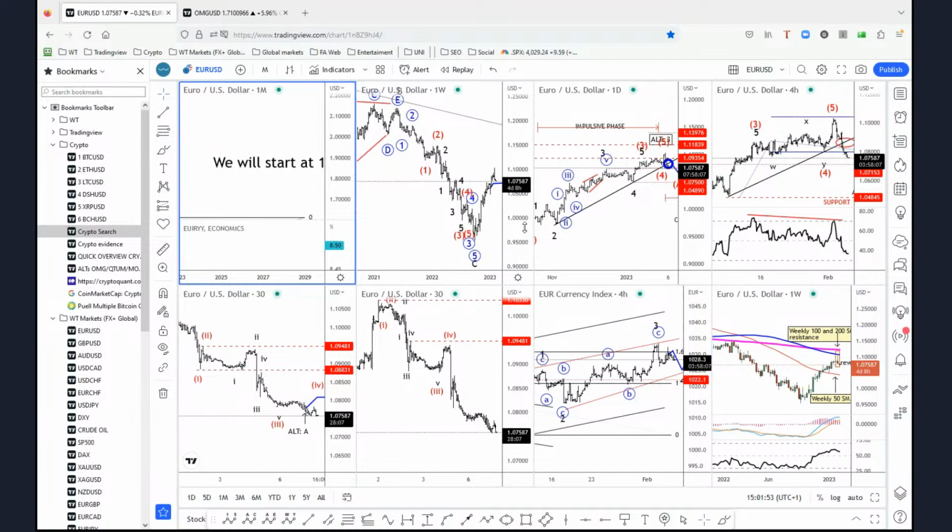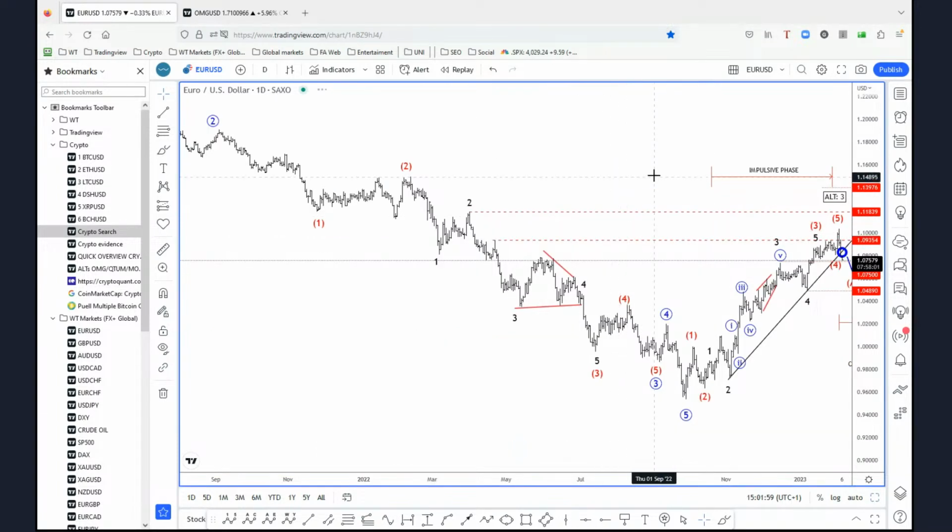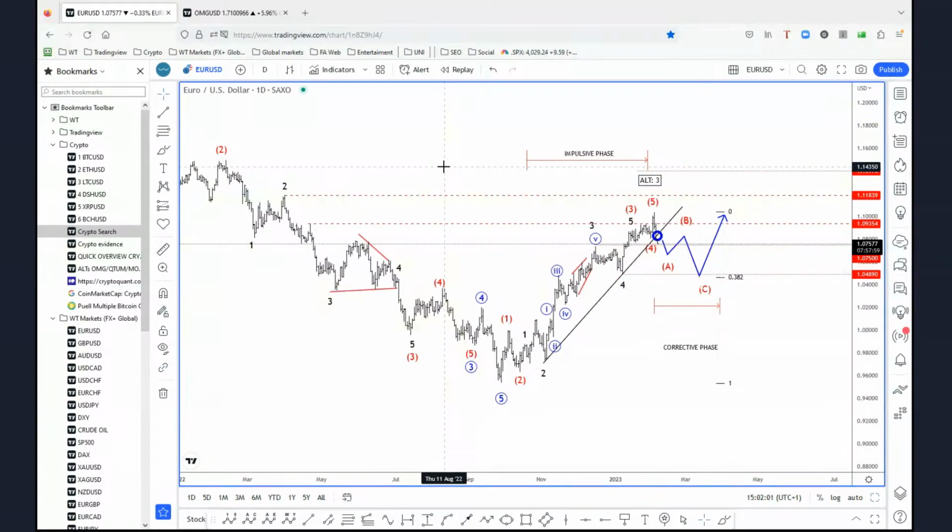Let me start this webinar with the euro dollar. As you know, this market has seen some very interesting and sharp reversal to the downside last week. And the reason for this sell-off was, in my opinion, just a simple buy the rumor, sell the news impact after the ECB rate decision.